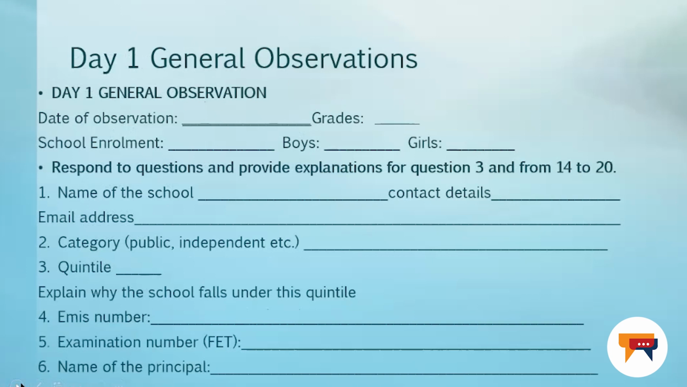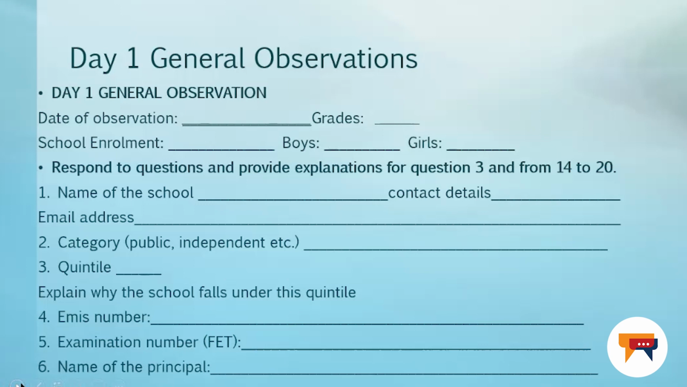All right. Then they ask you for the school enrollment, which is the number of boys and girls, and then the entire school enrollment of boys and girls together. You will get all this information from the school secretary. You will know the name of the school, the contact details, the email address, a category. You need to tell me whether this is a public school, an independent school, an ex-model C school, is it a special school, an LSEN school. You need to give me the category of what it is.